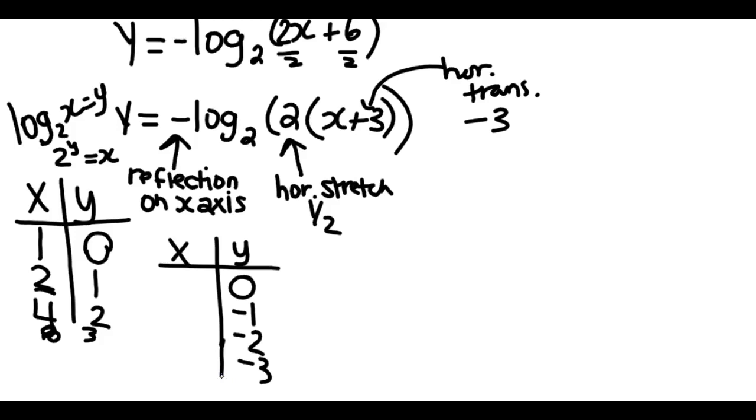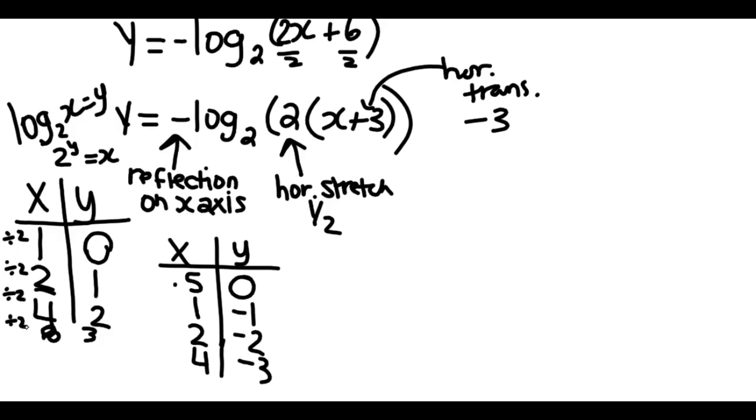Okay, and then we might as well do our stretch, meaning all of our x values are going to be half as big. So 1 divided by 2 is 0.5, or a half. 2 divided by 2 is 1. 4 divided by 2 is 2, and 8 divided by 2 is 4. Okay, so all I did was divide by 2 for each of my x values. Okay, and then we're almost done.